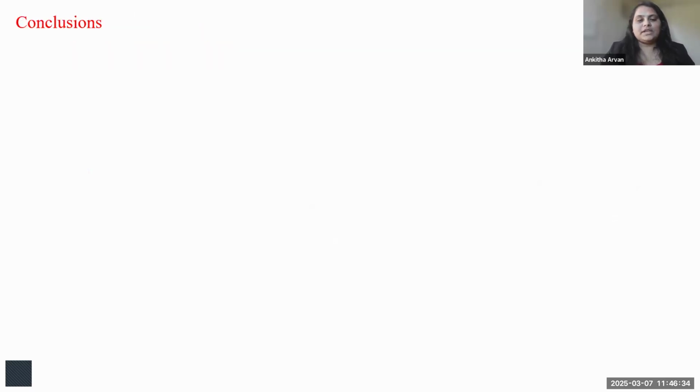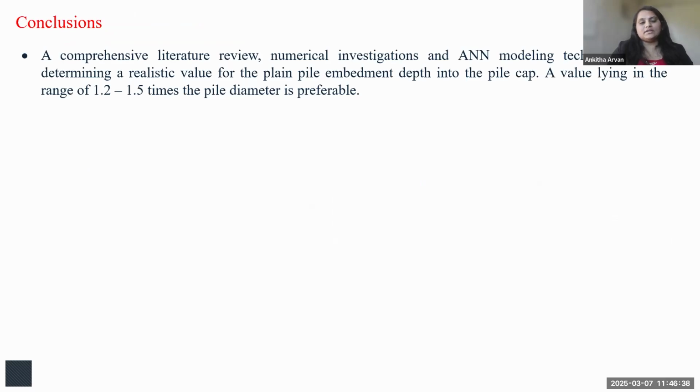So here, based on this analysis, I did conclude several things. For the comprehensive literature review, the numerical investigations and ANN modeling led to determine a realistic value for the plain pile embedment depth. Based on all the embedment depths for different kinds of scenarios, a range of 1.2 to 1.5 times the pile diameter is usually preferable to get a good moment capacity.